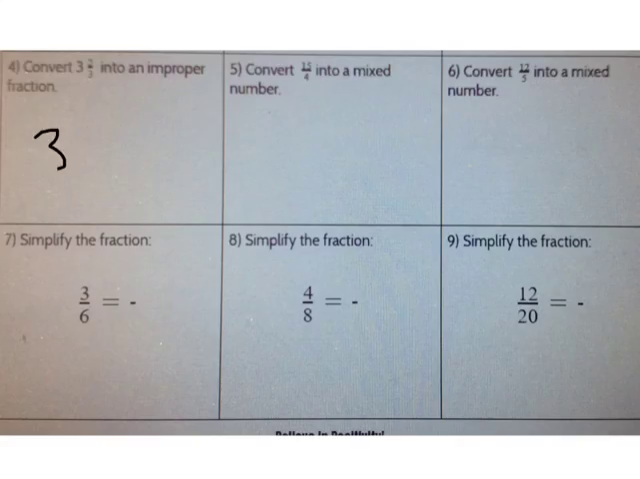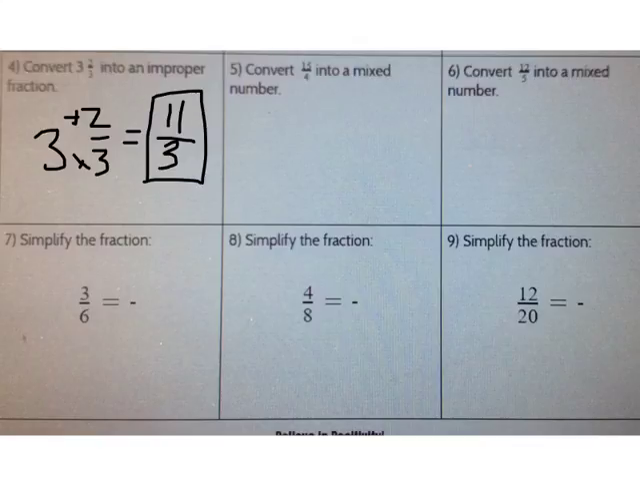Now let's convert 3 and 2/3 into an improper fraction. Remember, to convert into an improper fraction, I can multiply my whole number times the denominator, 3 groups of 3, add 2, and then leave my denominator the same. What's 3 times 3? It's 9. Plus 2 more? 11. What's my denominator? It's 3. 3 and 2/3 is equal to 11 over 3.